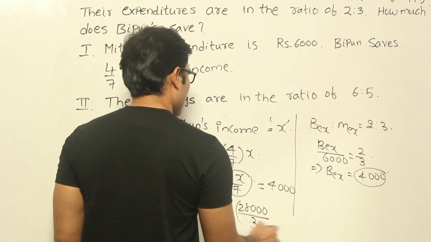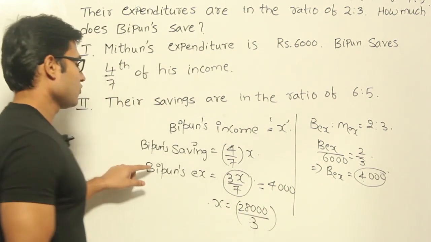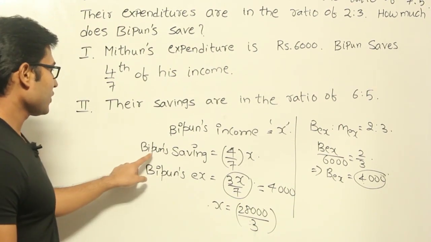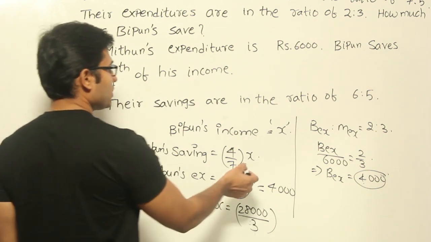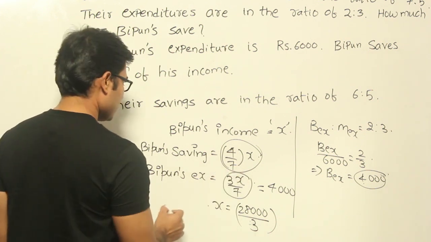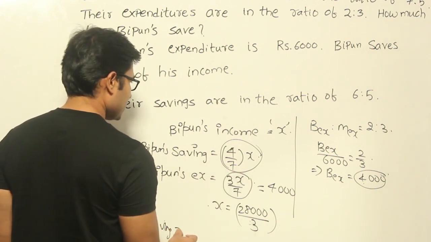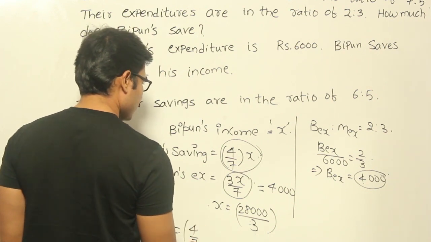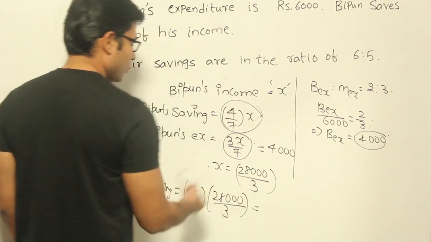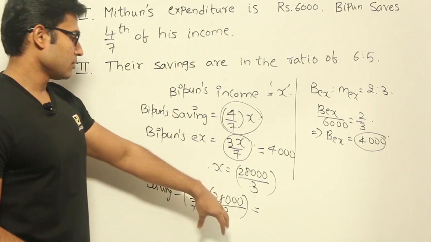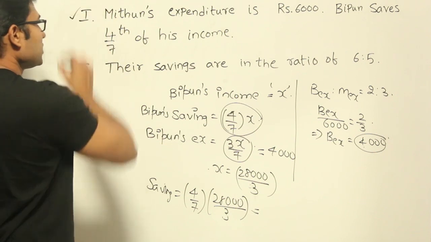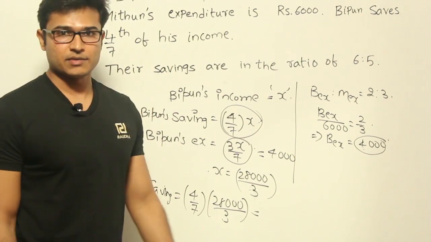Alright. So this is the expenditure of Bipin. Now, X is equal to this much. Now we are supposed to find out what his savings is. In order to find out the savings, we have to multiply this X with 4/7. Therefore, Bipin's savings equal 4/7 into 28,000 divided by 3, right? So you are going to get some value, but whatever that value is, the main point here is we are able to get the answer, right? So by using the information given in statement number 1, we are able to get the answer.